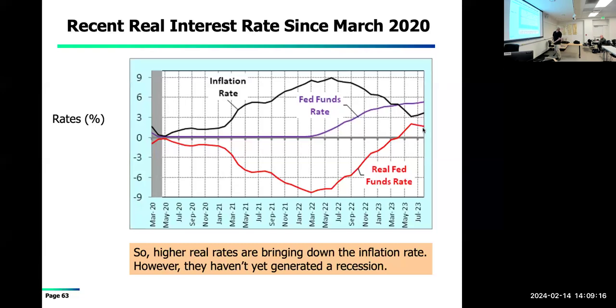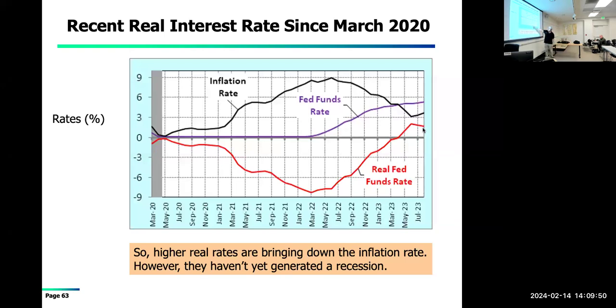So if you look at this, you've got the inflation rate, you've got the Fed funds rate in terms of what it's motivating, and you've got the real Fed funds rate. Most people don't go to spreadsheets and work out what the real rate is. It's not published. The other one is published, but this one you pretty much have to calculate to see what it is doing.